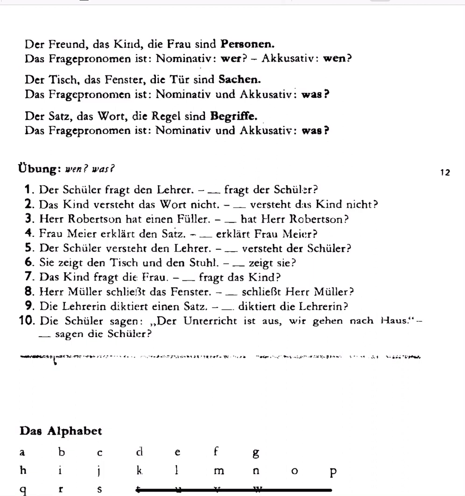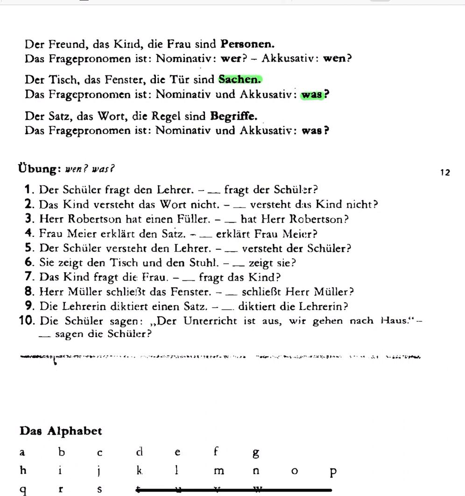Das Fragenpronomen ist Nominativ wer, Akkusativ wen. The question form for the nominative is wer and the accusative is wen, for who and whom. Der Tisch, das Fenster, die Tür sind Sachen. The table, the window, the door are objects. Das Fragenpronomen ist Nominativ und Akkusativ was. The question form for the nominative and accusative is was, meaning what. Der Satz, das Wort, die Regeln sind Begriffe.